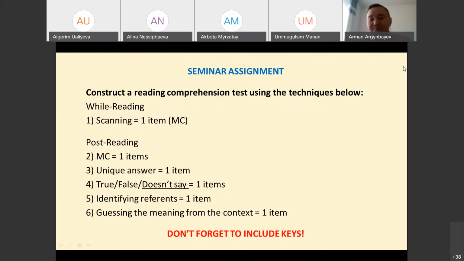But teacher, I'm sorry. Will we be given the text, right? Sure. On the seminar, I will give you the text, so you don't have to search anything. There will be one text, and I'll provide it. Don't worry.